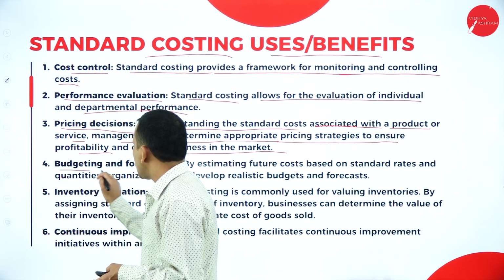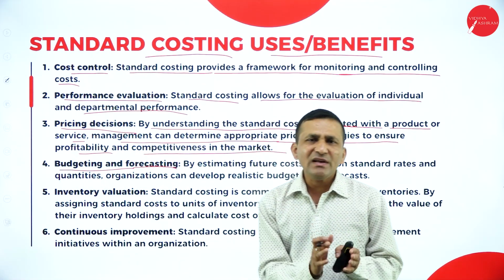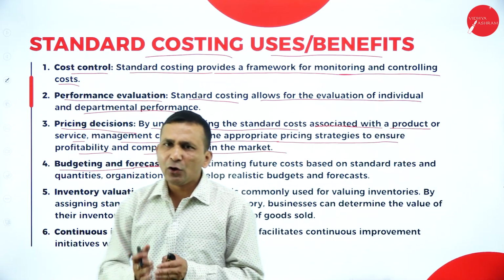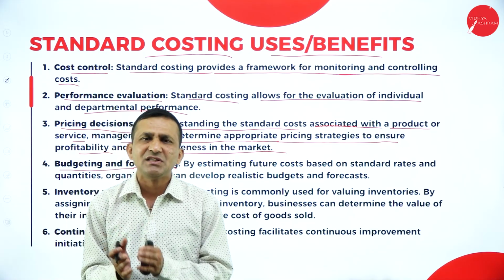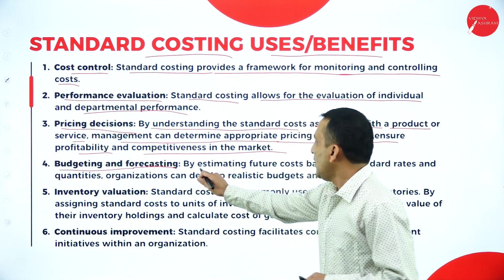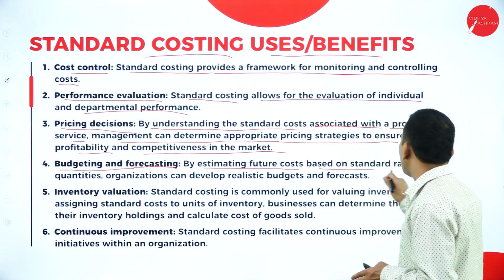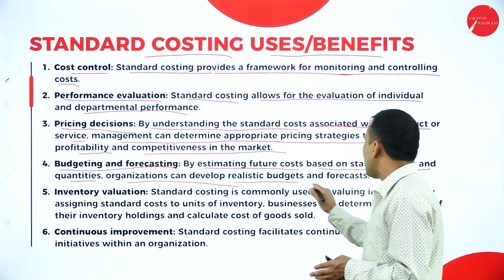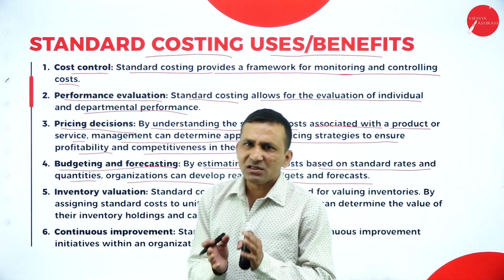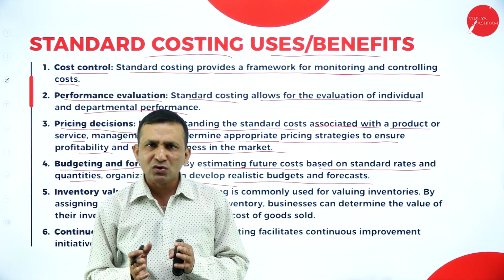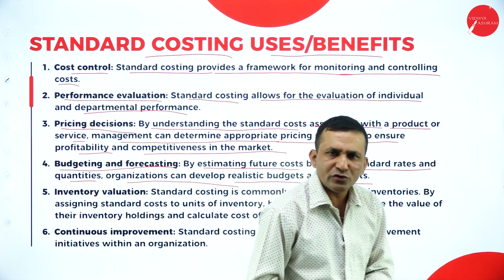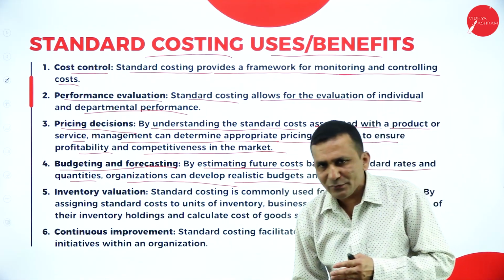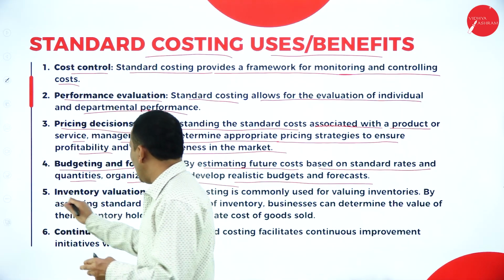And the next one is budgeting and forecasting. Always you are setting a standard and implementing this standard, which is nothing but the accounting plan, the budget, which is forecasting, right? By estimating the future cost based on the standard rate and quantity, an organization can develop a realistic budget and forecast. Because all the inputs and resources are connected to the production, you are producing a standardized product. So with the help of a proper budget only, we take any steps to go further.